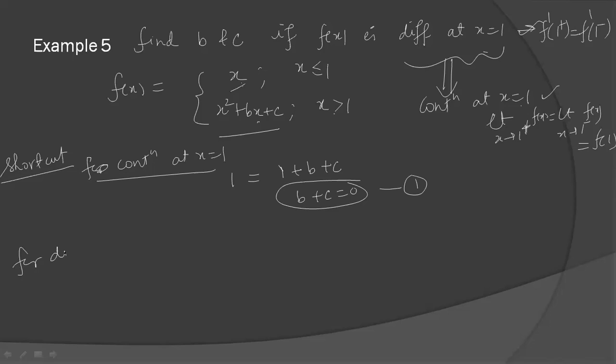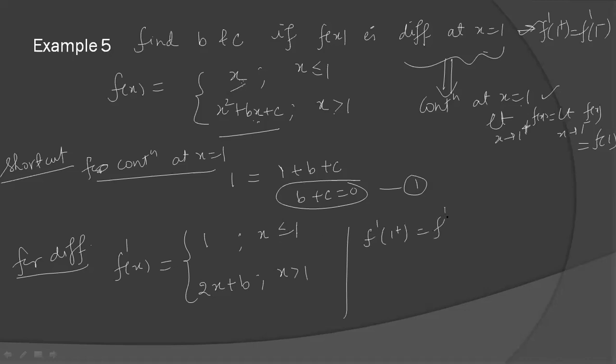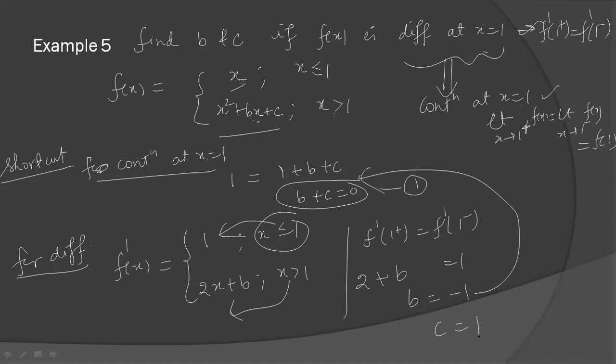Now for differentiability, I am giving you a shortcut method here. You just differentiate it, because both parts have derivatives. The derivative of x is 1 and the derivative of the other part will be 2x plus b, for x less than or equal to 1 and x greater than 1. Now put the derivative condition at x equal to 1: f dash 1 plus equal to f dash 1 minus. You get the left one from here only, and for the right you put x equal to 1 here, you will get 2 plus b. So b will be minus 1. If b is minus 1, then c will be 1.